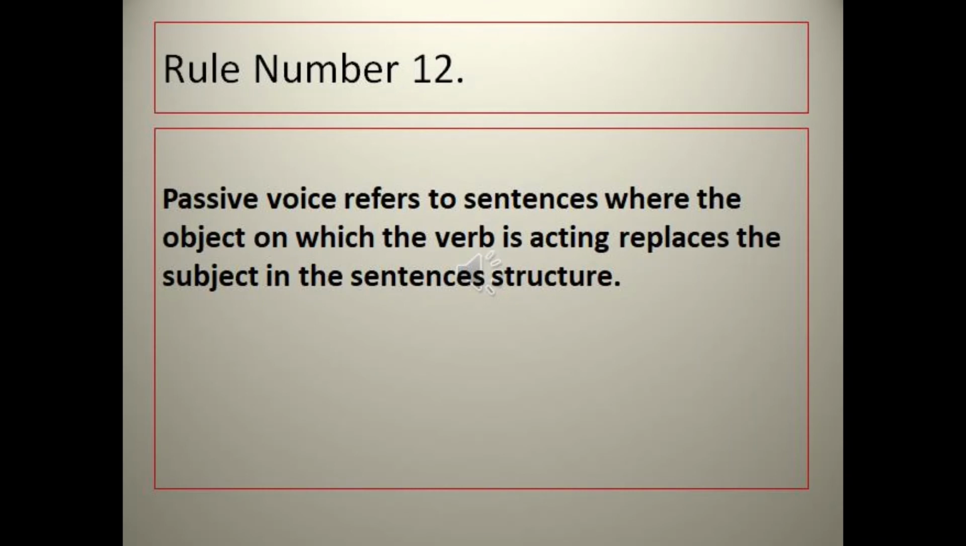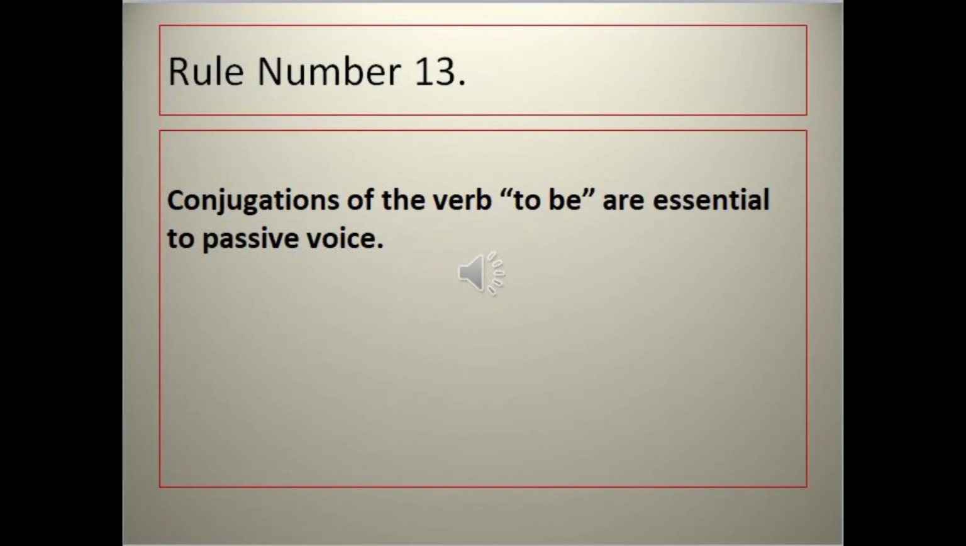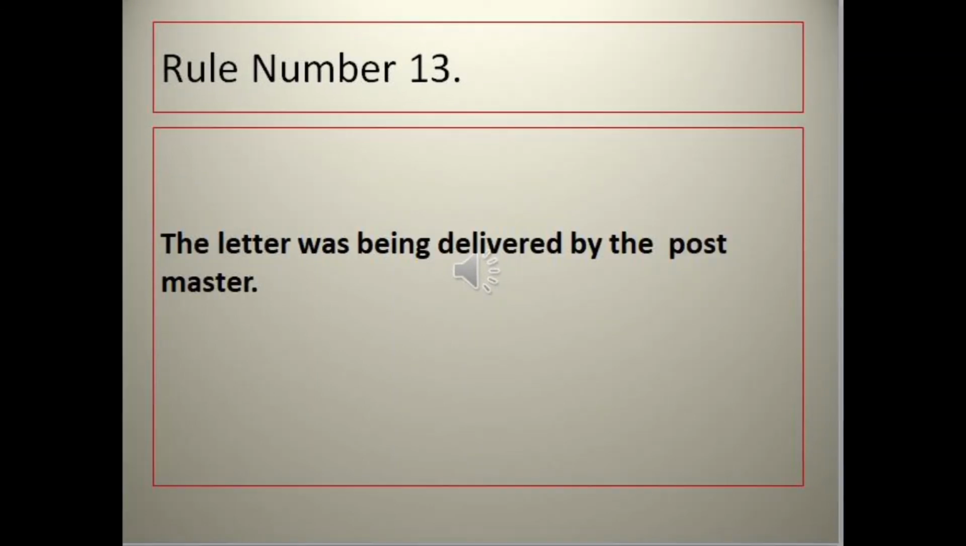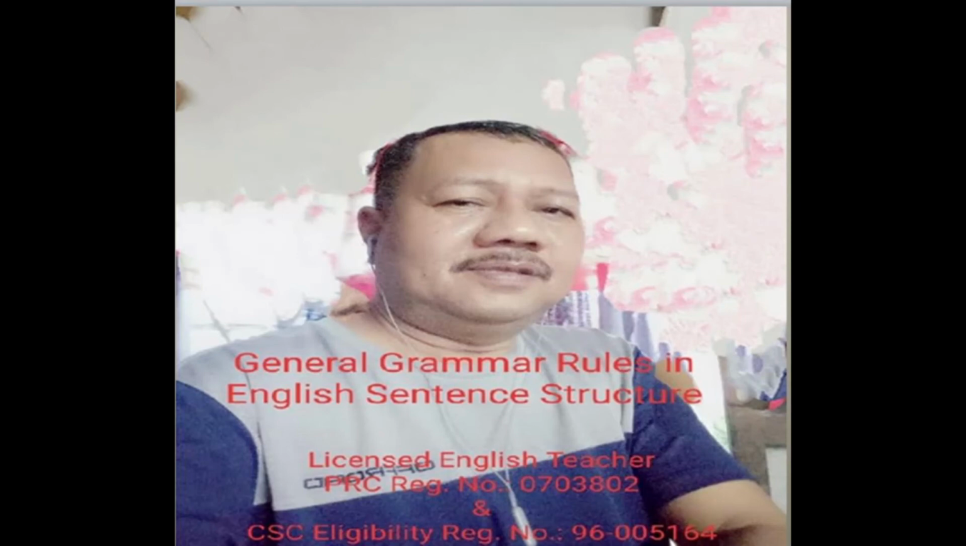Passive voice refers to sentences where the object on which the verb is acting replaces the subject in the sentence structure. Rule number 13. Conjugations of the verb to be are essential to passive voice. Example, the letter was being delivered by the postmaster. Conjugations of the verb to be are essential to passive voice, like be, being, and been.